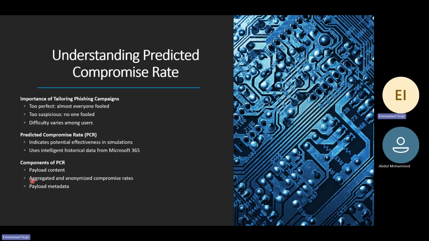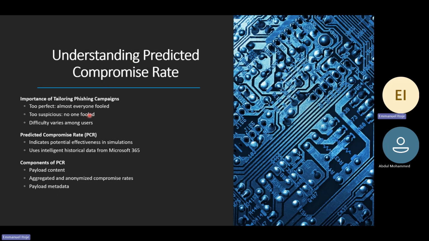For example, in terms of components of the PCR, look at the payload content, and also the aggregated and normalized compromise rates from other simulations. Then also look at the payload metadata too. So that's some of the things that I check. With the payload information, the PCR allows you to compare the predicted versus the actual click-through rate of your phishing simulations. And you can also use this data to see how your organization performs compared to the predicted outcomes, right?